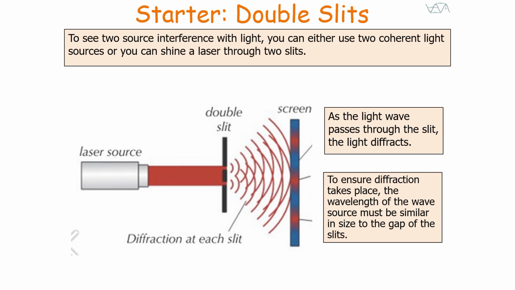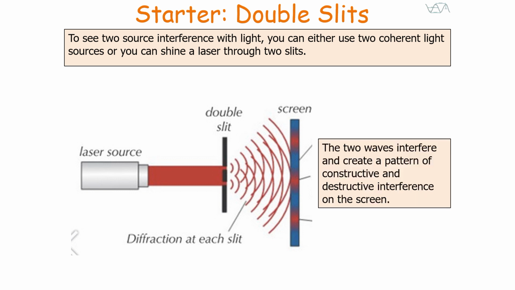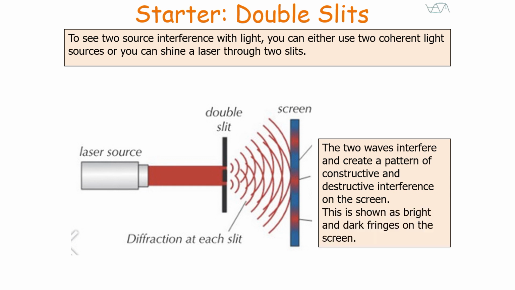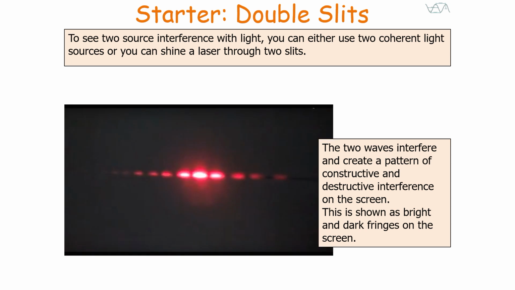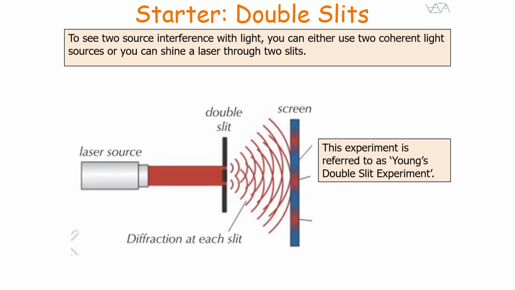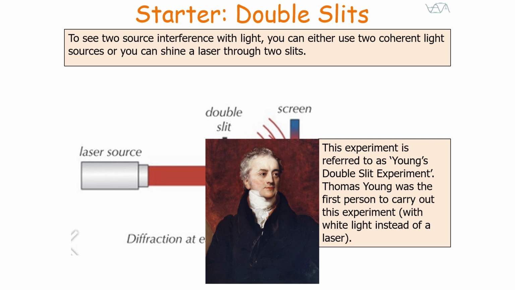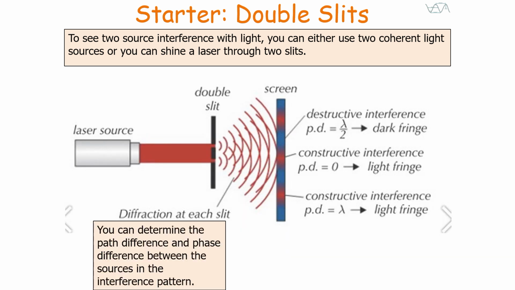Now, the two waves interfere and create a pattern of constructive and destructive interference on the screen. This is shown as bright and dark fringes. So the constructive interference gives the bright fringes, and destructive interference gives the dark fringes on the screen. Now you can see that this experiment is referred to as the Young double slit experiment. This is because Thomas Young was the first person to carry out this experiment, and he used white light instead of a laser. You can determine the path difference and phase difference between the two sources in each interference pattern.